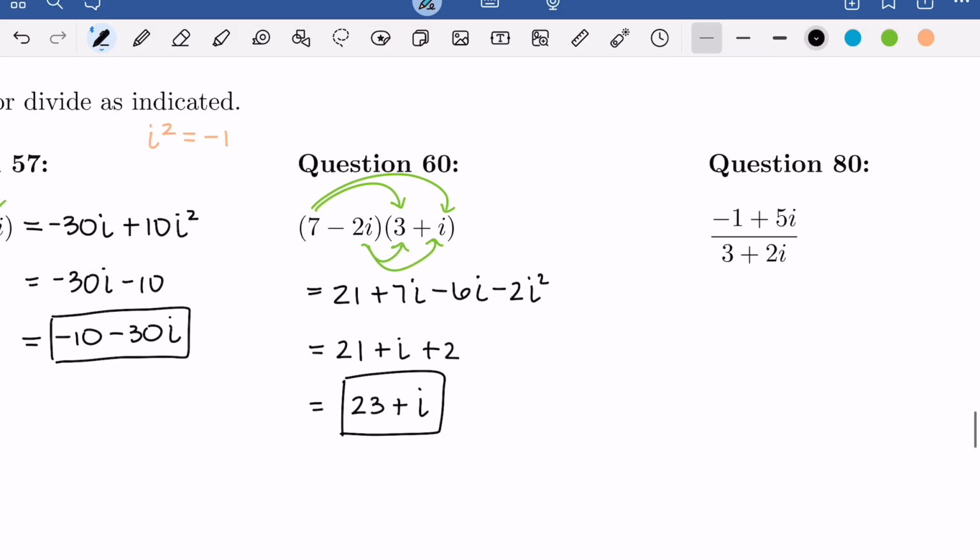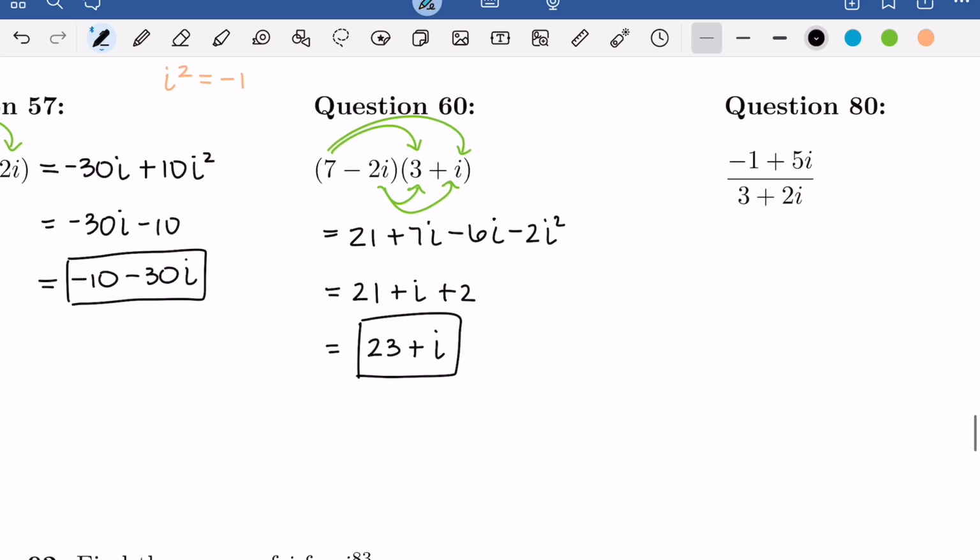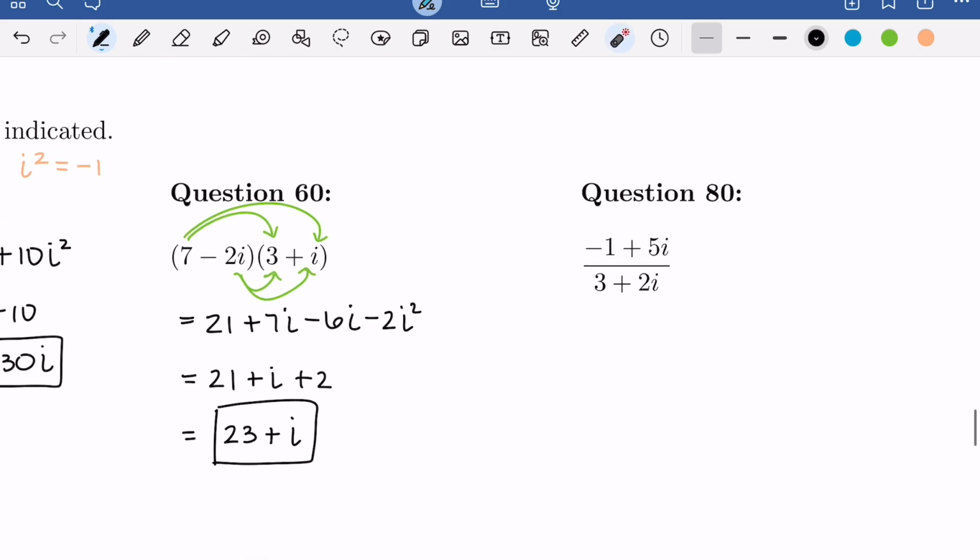All right, and then our second to last question in this section here, we want to divide these guys here. Now, whenever we are dividing complex numbers, what we have to do is multiply by the conjugate in our denominator in order to fully simplify. So very similar to when we were rationalizing the denominator when we had two terms in our denominator. So the conjugate of 3 plus 2i is 3 minus 2i.